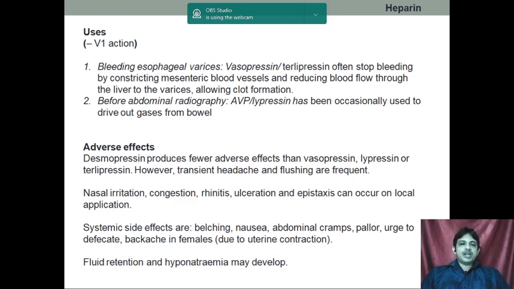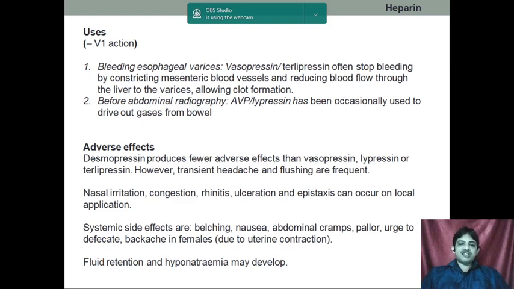Adverse effects: desmopressin produces fewer adverse effects compared to other drugs like vasopressin or its other analogs. However, transient headache and flushing are frequent. Nasal irritation, congestion, rhinitis, ulceration, etc. can occur when it is used topically.